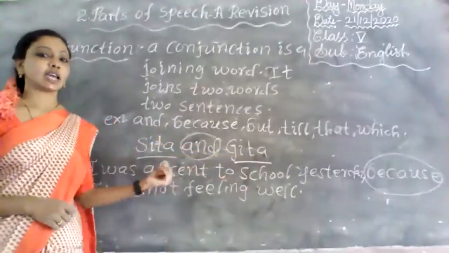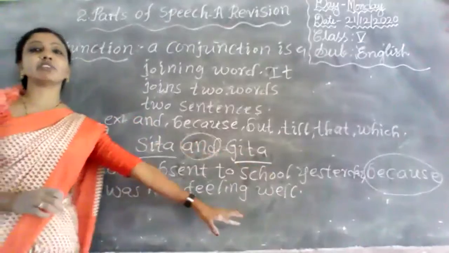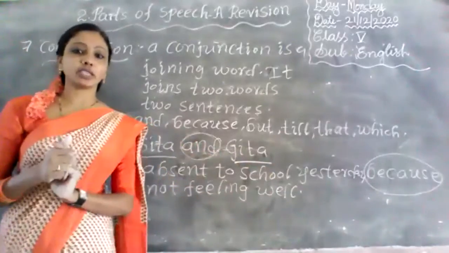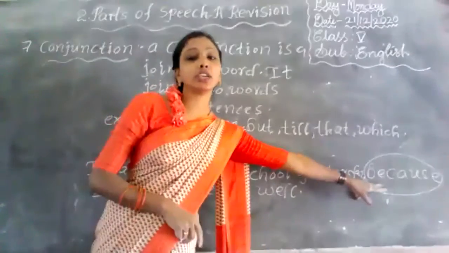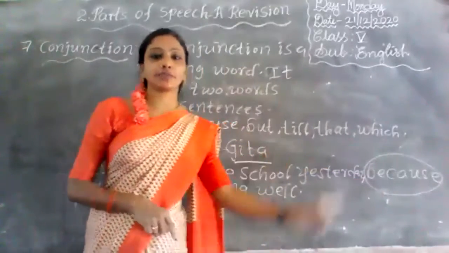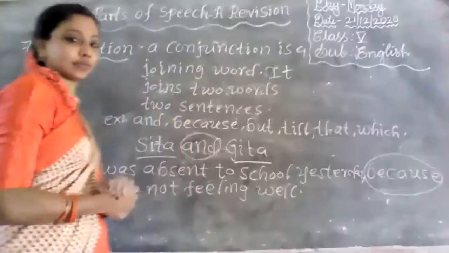Did you understand? I was absent to school is one sentence. Because I was not feeling well is another sentence. Here, two sentences are there, and these two sentences are joined by because. So here, because is a conjunction. Did you understand?